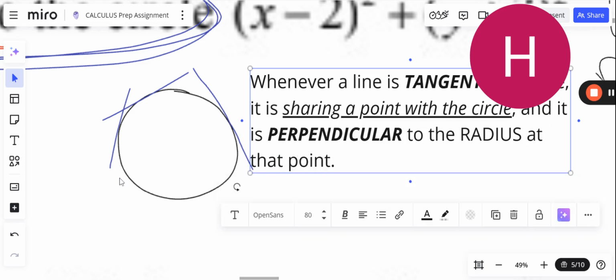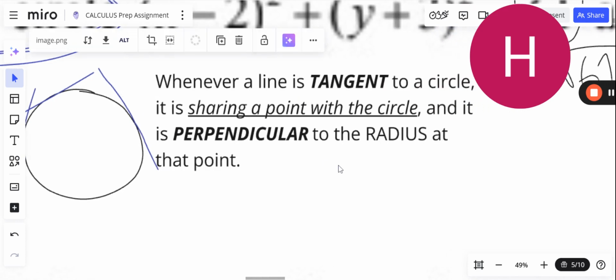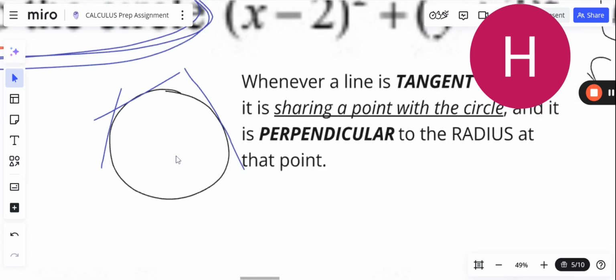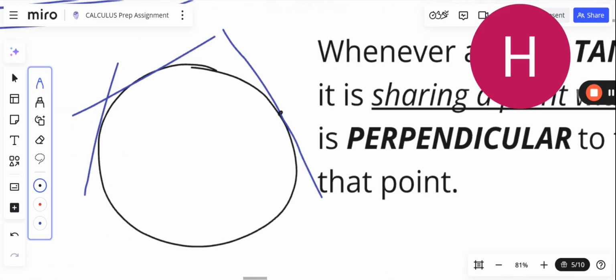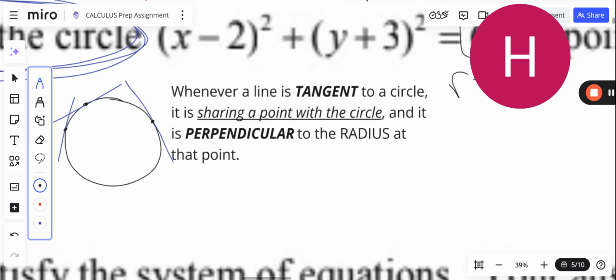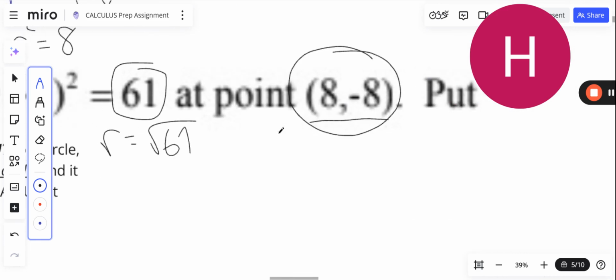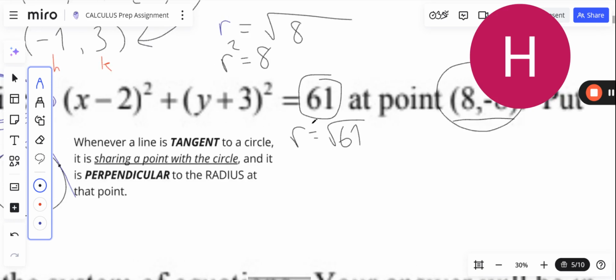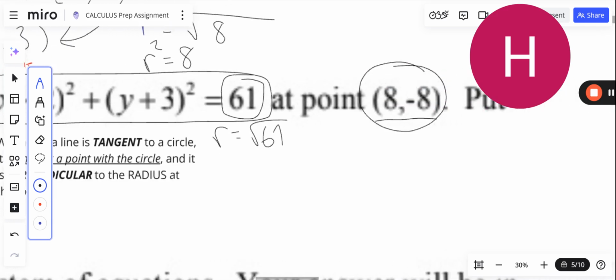So let me try to illustrate what I mean here. First, we're saying that if a line is tangent, like these lines are tangent, it shares a point with the circle. So the equation of these lines would have this exact point, and this line would have this exact point from the circle. We were given one of these points, so now it's starting to make a little more sense. We're given a point 8, -8. So they're basically telling us, hey, this point is on the circle. It's on this circle, and you can plug it in to check that if you wanted to.